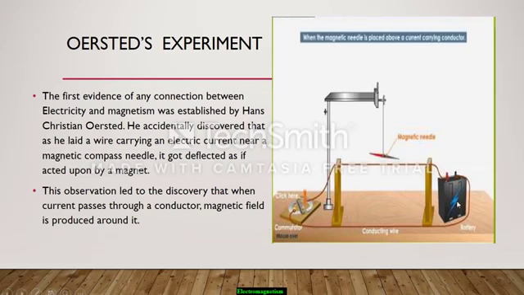Whenever a battery is connected to a conducting wire and the circuit is closed, we know that electricity flows through it. Whenever electricity is flowing through this wire, he accidentally observed that a magnetic needle placed near it gets deflected. So this observation led to the discovery that when current passes through a conducting wire, a magnetic field is produced around it.